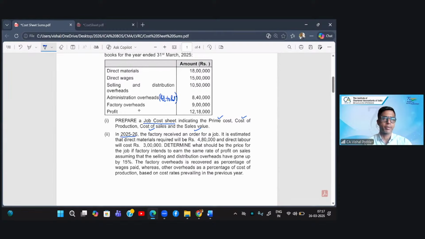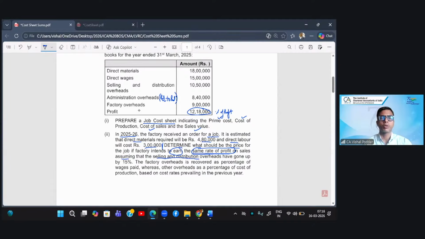Now for the next year, the factory is receiving an order. So a new order is received for which material and direct labor is given. Now what you are supposed to do? You are supposed to find out the price that will help you earn the same rate of profit. Same rate means whatever was the profit percentage here, you have to find out that profit percentage and you have to earn the same profit percentage on this job, right?